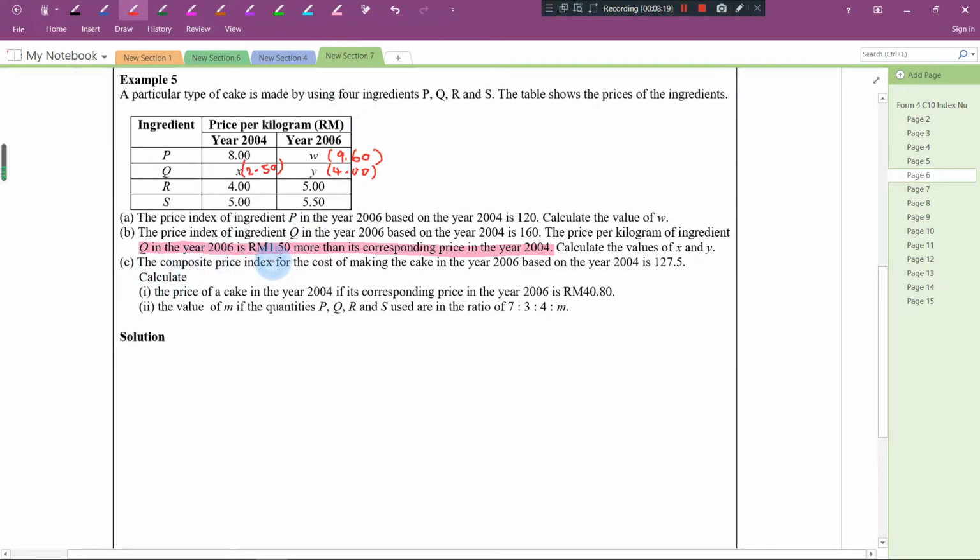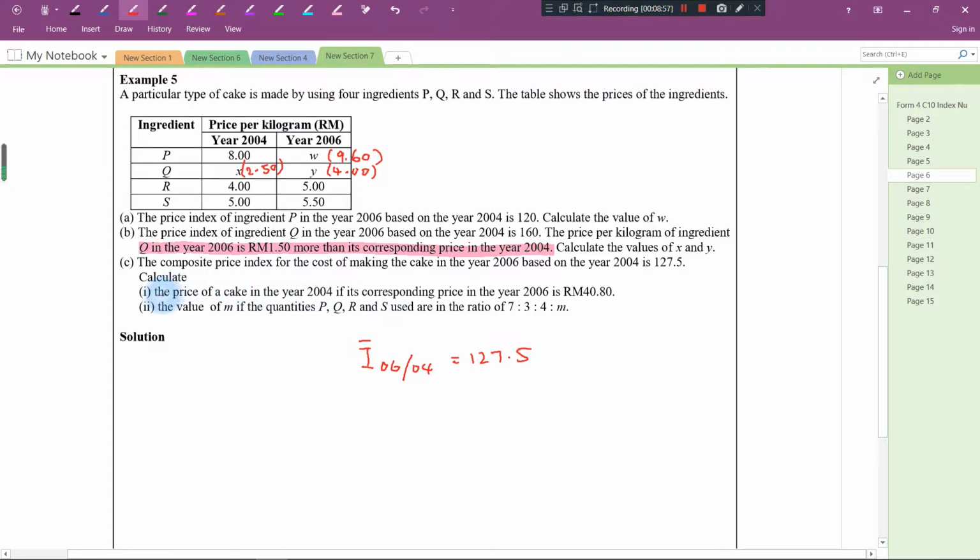The composite price index for the cost of making the cake in the year 2006 based on 2004. This is a composite index, 127.5. It means that overall the cost of making the cake will increase 27.5%. So this is a symbol for composite price index, composite index 2006 based on 2004 is equal to this.